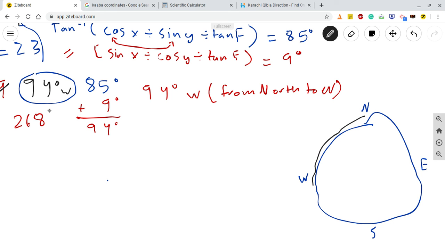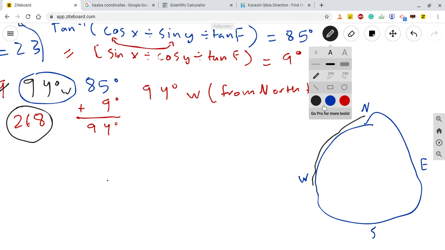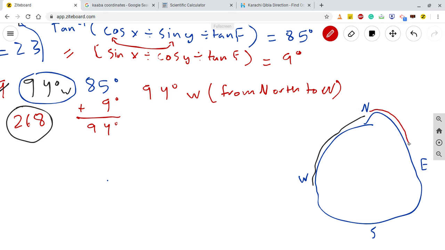And Google is saying 268. Okay, so let's represent Google in red. So now Google is moving from north. Both are moving from north, but Google is moving the way of east and south, and till here. Okay. So this red represents Google and black represents ours.